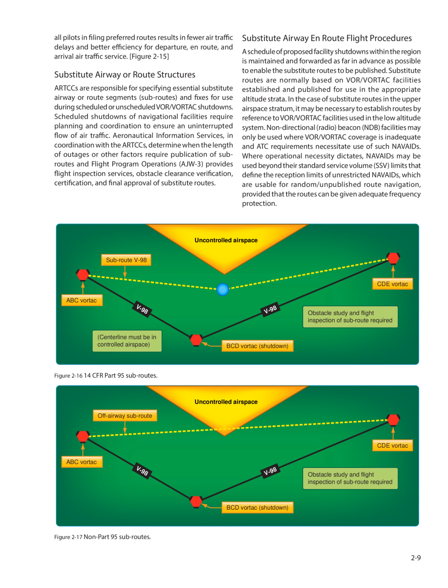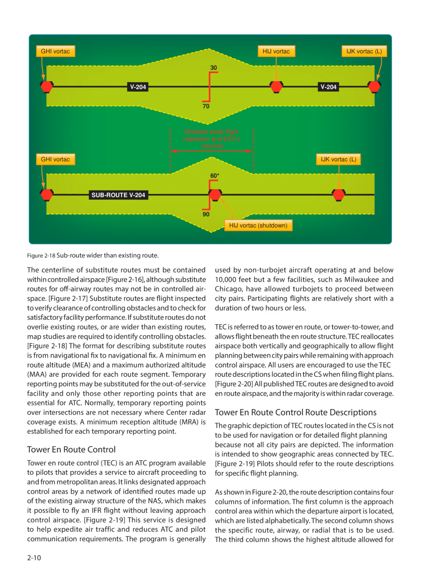Non-directional radio beacon, NDB, facilities may only be used where VOR/VORTAC coverage is inadequate and ATC requirements necessitate use of such NAVAIDs. Where operational necessity dictates, NAVAIDs may be used beyond their standard service volume, SSV, limits that define the reception limits of unrestricted NAVAIDs, which are usable for random/unpublished route navigation, provided that the routes can be given adequate frequency protection. The centerline of substitute routes must be contained within controlled airspace, Figure 216, although substitute routes for off-airway routes may not be in controlled airspace.